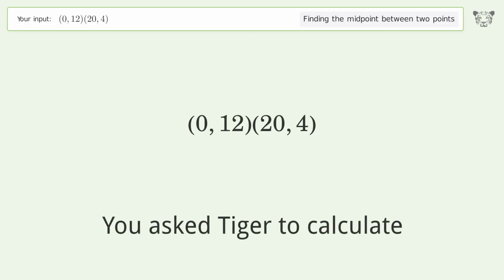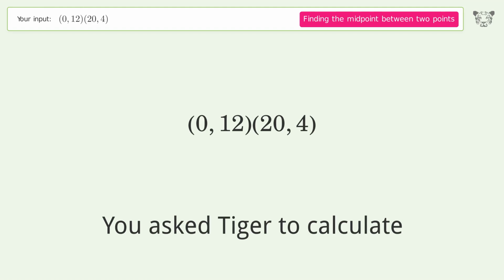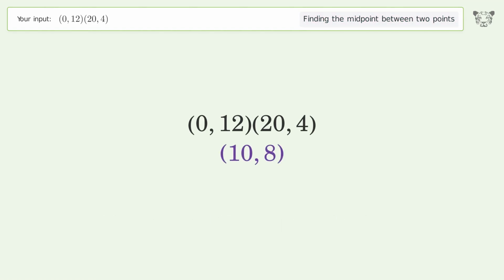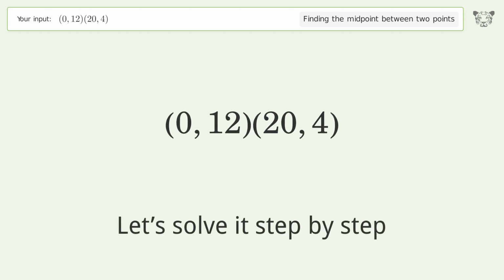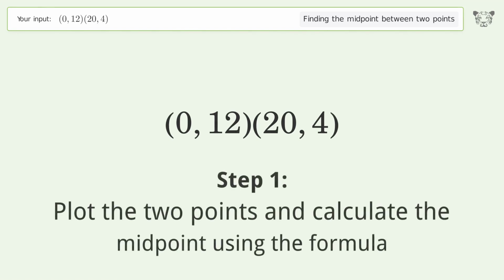You ask Tiger to calculate. This deals with finding the midpoint between 2 points. The midpoint between the 2 points is 10,8. Let's solve it step by step. Plot the 2 points and calculate the midpoint using the formula.